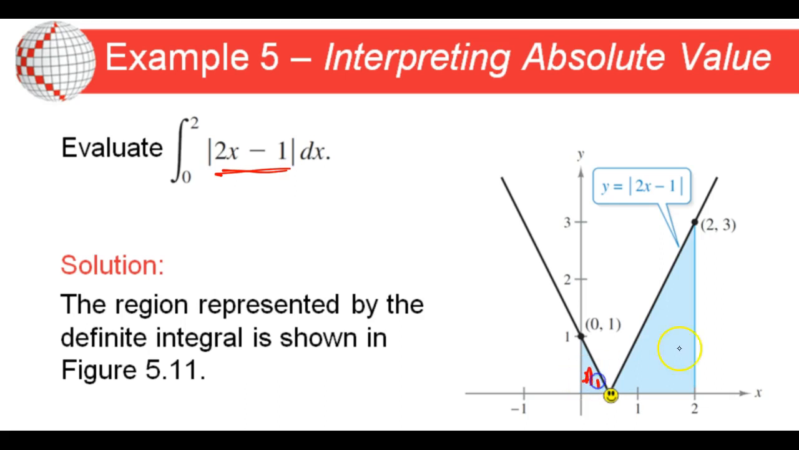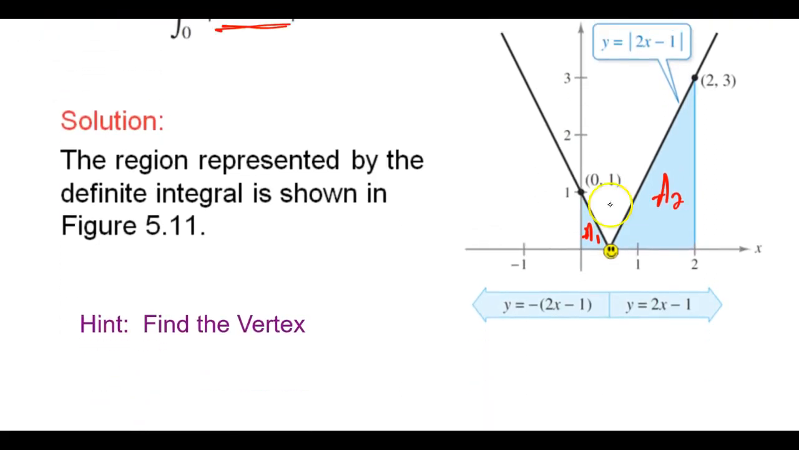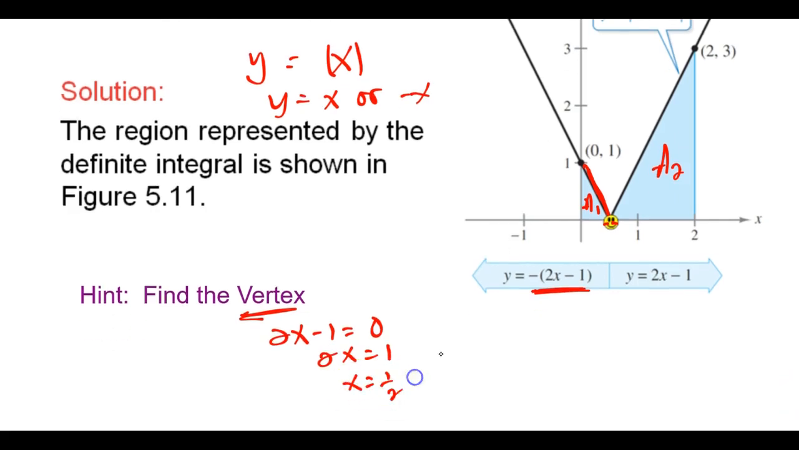So I'm going to think about this being area 1, think about this being area 2, and kind of integrate. So this equation of the line is the negative part. Remember, if I have the absolute value of x, then y is equal to x, or negative x is the definition. So we're going to find that vertex, to find that point right there. And to find that vertex, I'll just set that 2x minus 1 equal to 0. So 2x equals 1. So the vertex is x equals 1/2. That's that point right here, 1/2 comma 0.